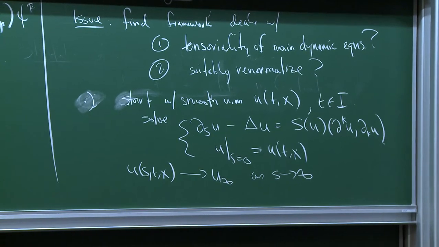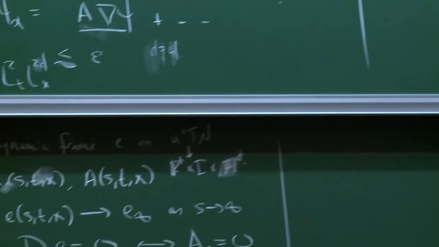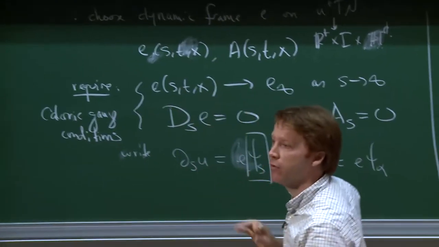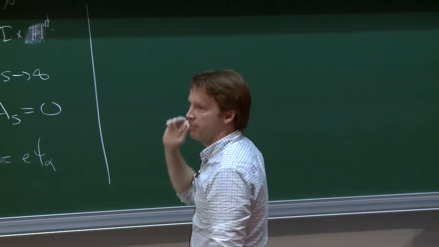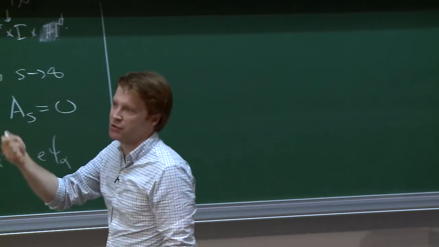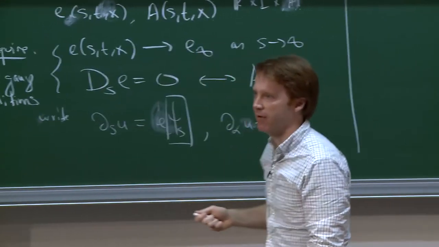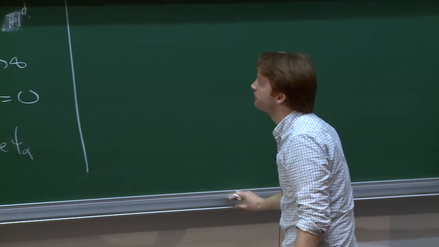Yes? Yes, it's all the same U infinity. Yeah, so this is fixed by the data and by our bootstrap assumptions. We assume that the map converges to U infinity for all t and x on this interval. Okay.